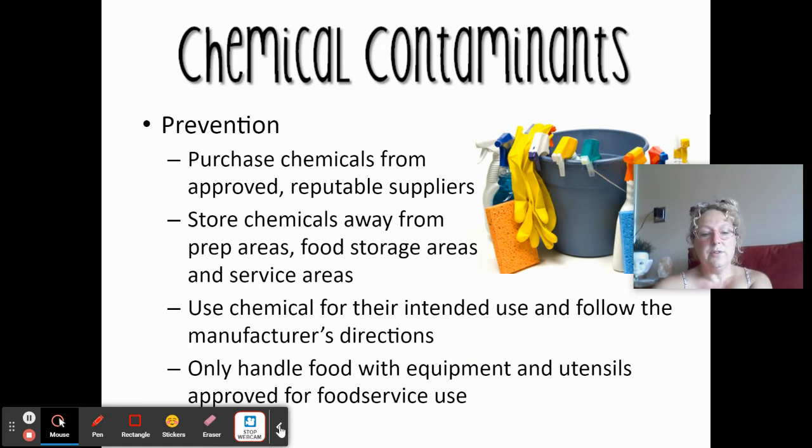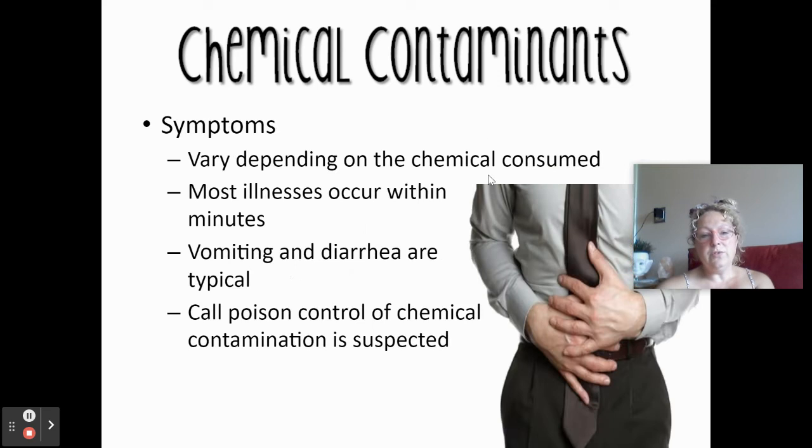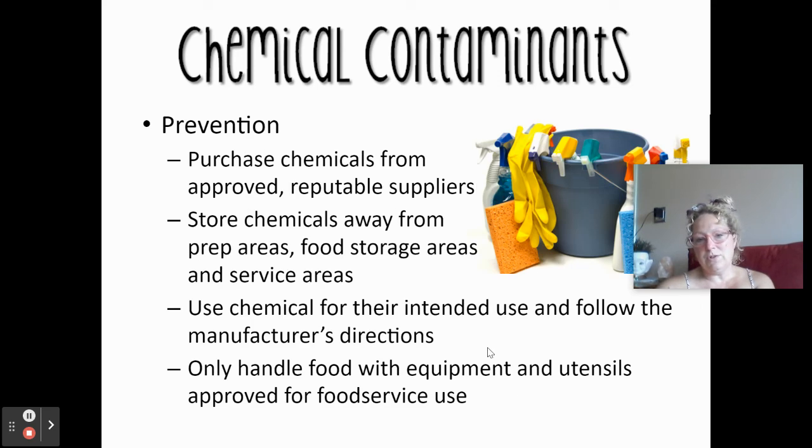The best way to prevent chemical contaminants is to make sure that you are using the right chemicals. Keep them away from food items so that you don't accidentally put dish soap in when you're supposed to be putting baking soda in. Make sure that the food service areas are clear of the chemicals. Use them as directed, and make sure that you are using the chemicals at the proper amount.